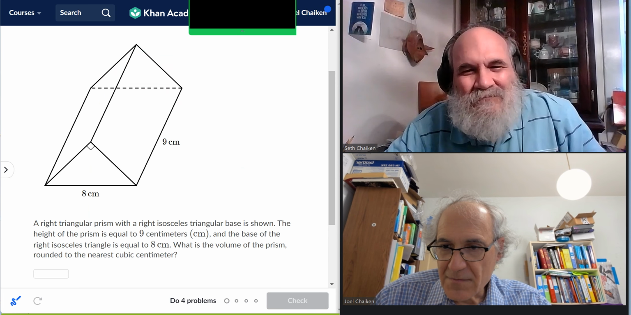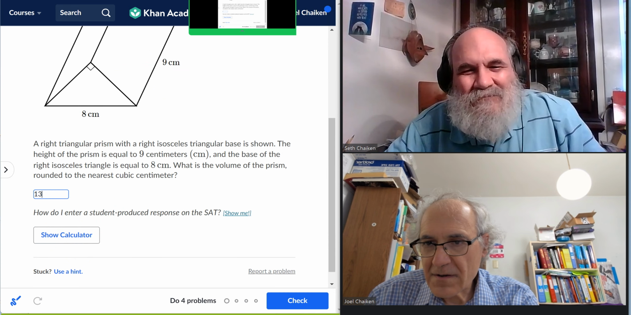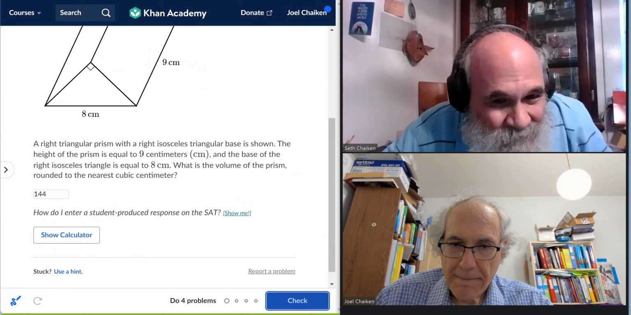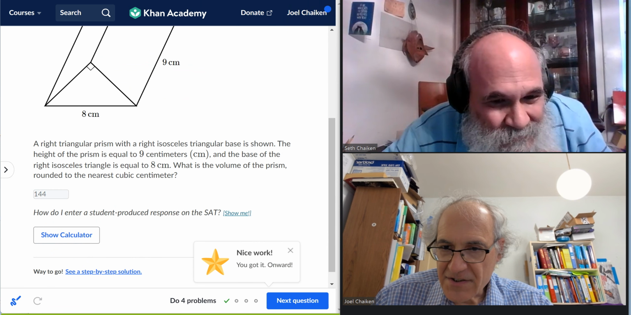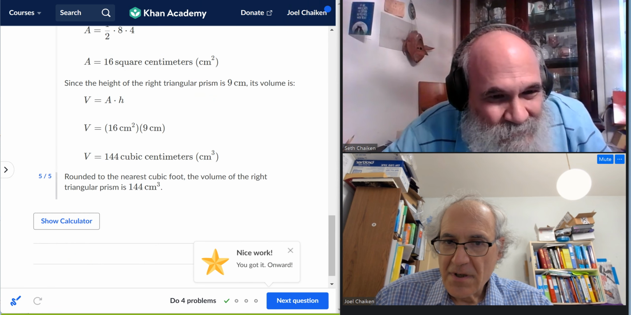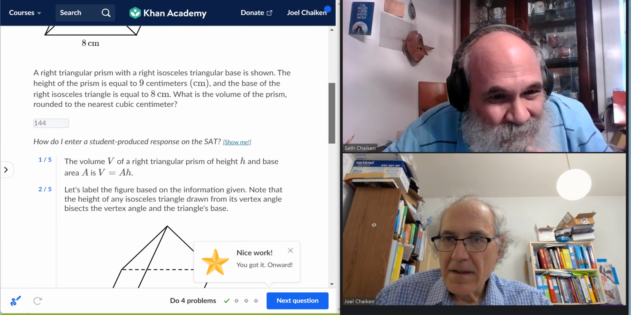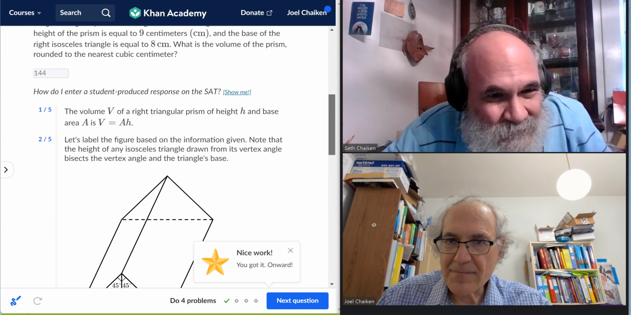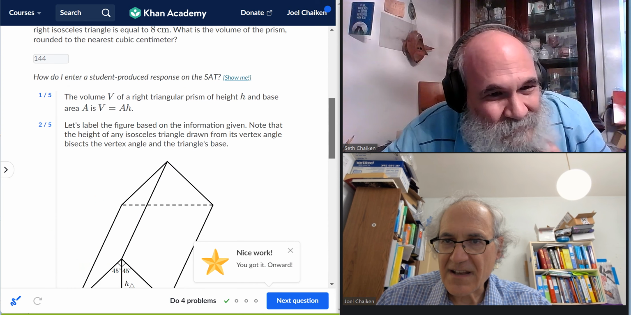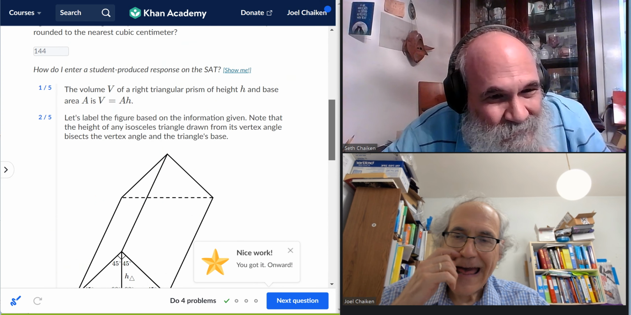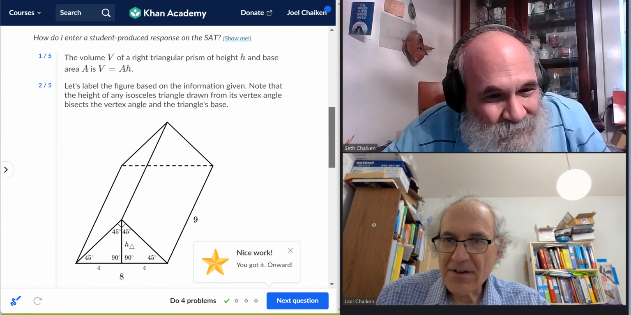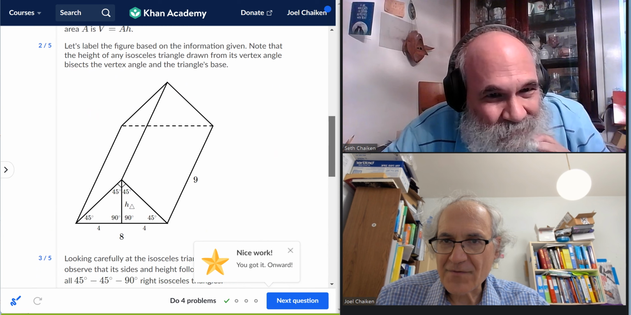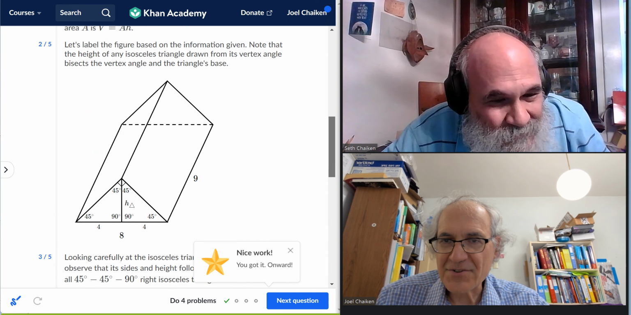Okay, so the answer was 144, right? Okay. Check. Now let's look at the step-by-step solution. 5 steps. Okay, the volume of a right triangular prism of height h and base area a is that. Let's label the figure. Notice that the height of an isosceles triangle drawn from a vertex angle bisects the vertex angle of the triangular base.